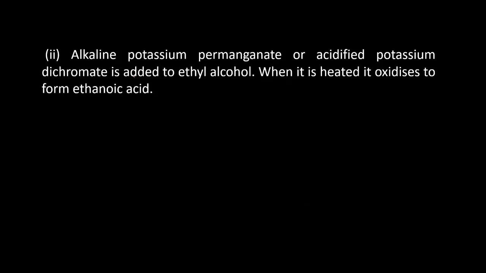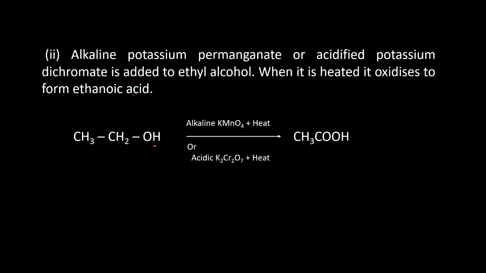Answer for the second question is, alkaline potassium permanganate or acidified potassium dichromate is added to ethyl alcohol. When it is heated, it oxidizes to form ethanoic acid. The chemical reaction is, ethyl alcohol is added to alkaline potassium permanganate or acidified potassium dichromate. After heating it, it oxidizes and forms ethanoic acid.